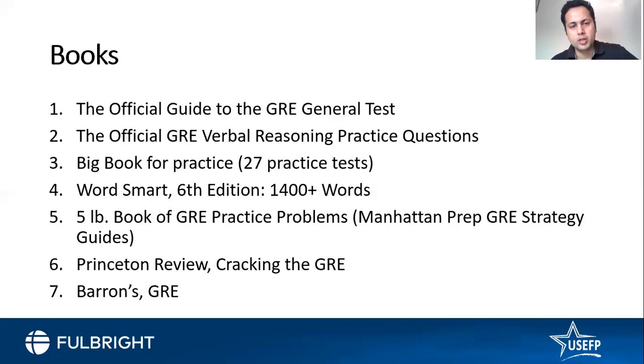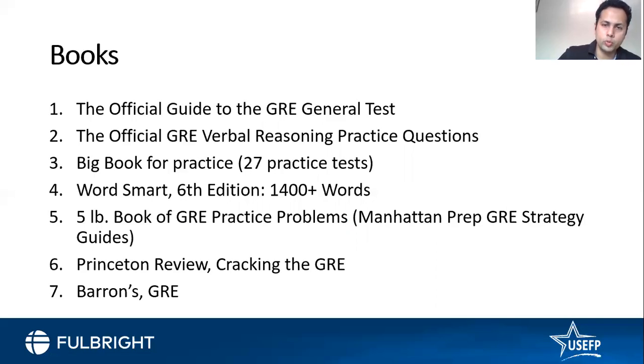Then WordSmart. WordSmart is a very good book. It has more than 1,400 words. Memorizing words is very, very important, and 1,400 words looks like a good number to have. If you have 1,400 words, you are prepared well to tackle the questions of the GRE. So try to aim for 1,400 words, and WordSmart is a good way to do it.